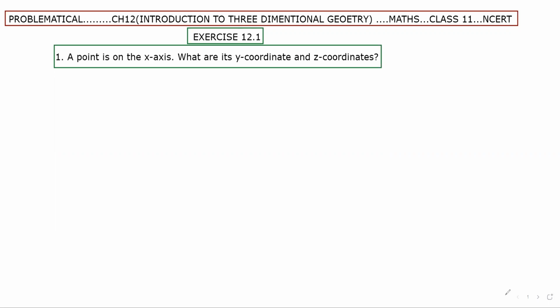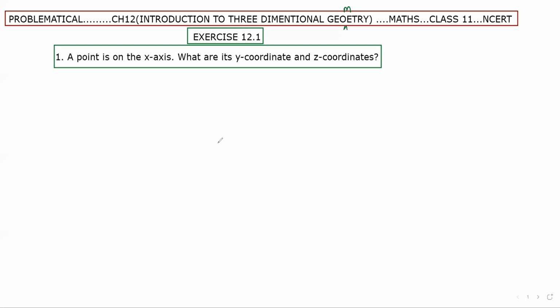Today we'll be discussing exercise 12.1 from chapter 12, Introduction to Three-Dimensional Geometry from class 11th Maths NCERT. So the first question is, a point is on the x-axis. What is its y-coordinate and z-coordinate?